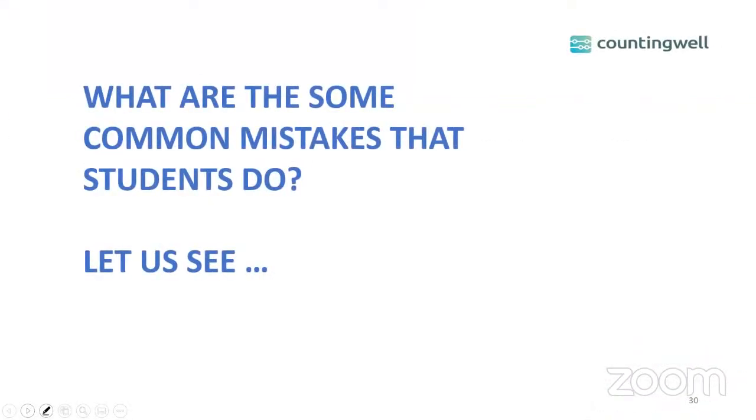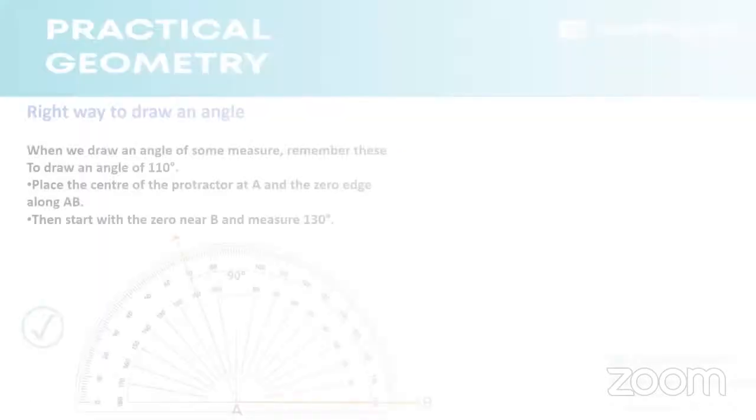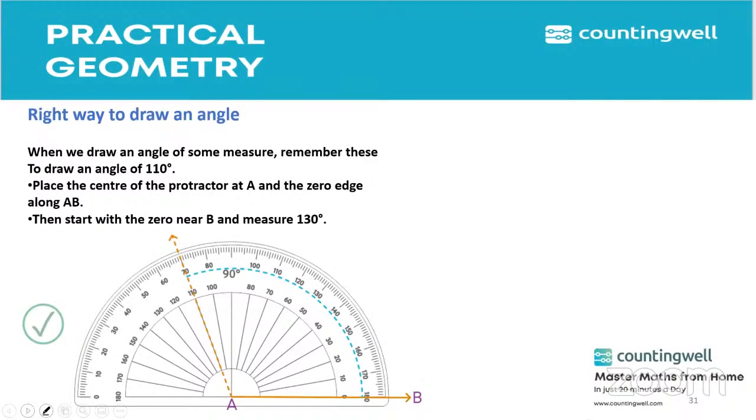Let us see some common mistakes that students make in these two chapters. First is while drawing an angle. When you want to draw an angle of 110 degree, first of all you have to draw an arc. So we have drawn an arc AB here with end point A. Now we have to place the center of the protractor at A and the zero edge along AB, starting with the 0 near B.